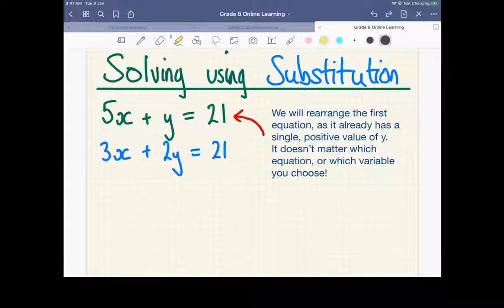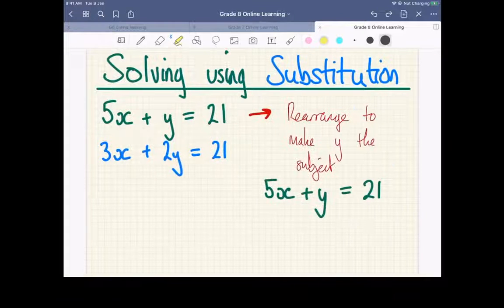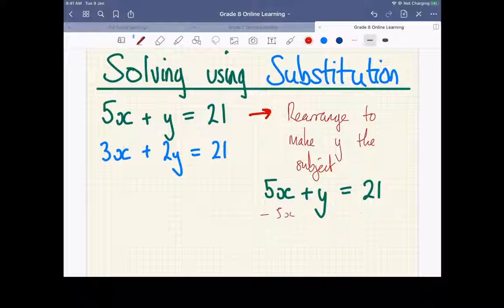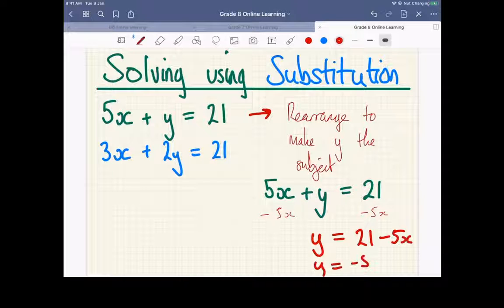We're going to get that 5x eliminated, so we're left with just y equals, making y the subject. So just like any other equation we're rearranging, we need to do the inverse. I want to get rid of this 5x. I'm going to subtract it from both sides, leaving me with a nice, simple, rearranged equation of y equals 21 minus 5x. Or, of course, if you prefer to put the x first, you could have y equals negative 5x plus 21.